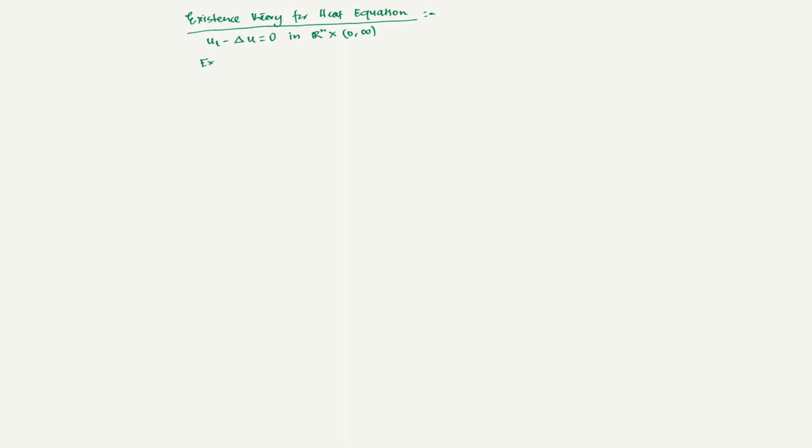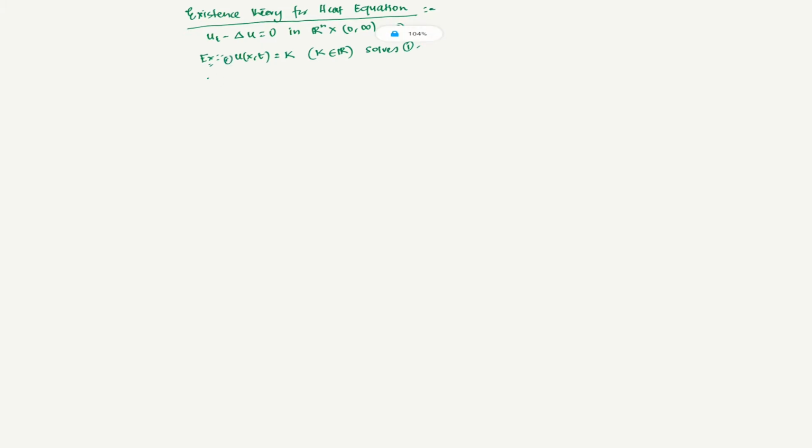So for example, let's say u(x,t) equals a constant, any constant k, where k is in R. Then k solves (1). It's not very difficult to see, right?